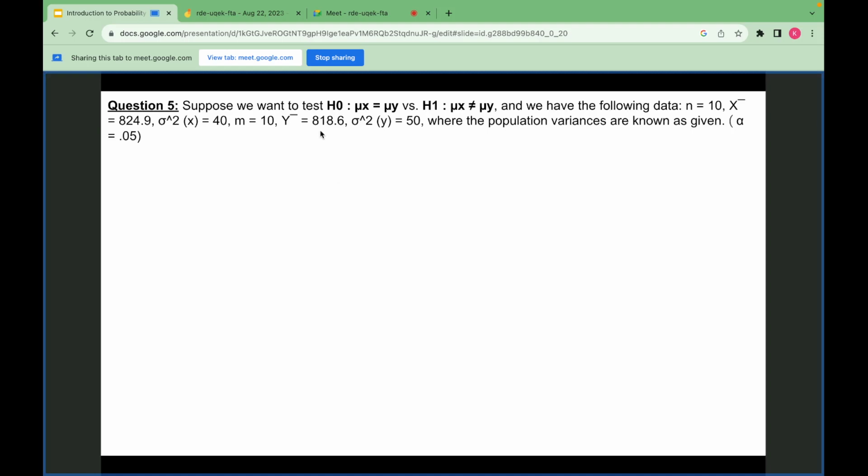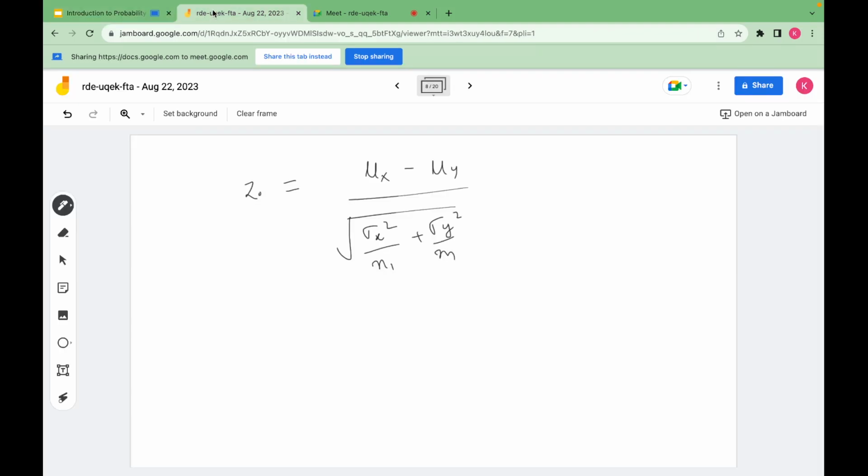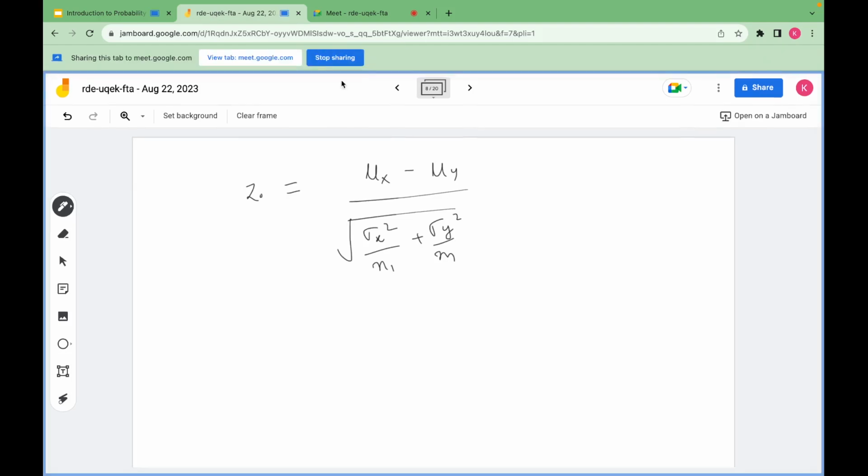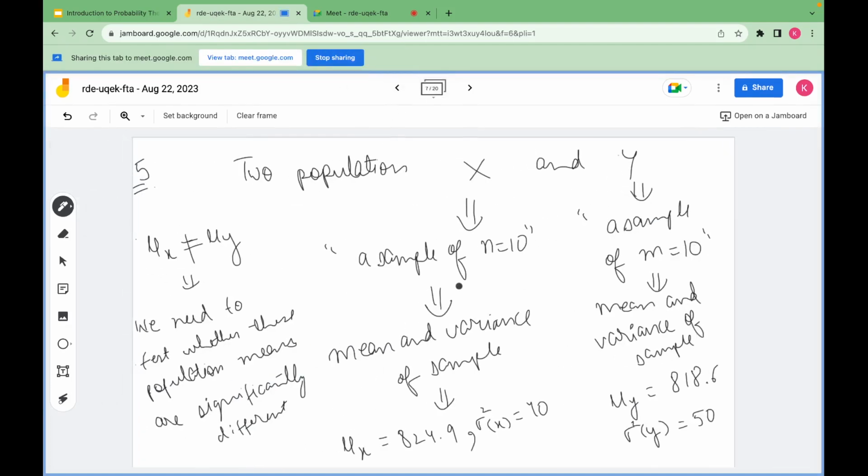Okay, so I was wrong earlier. This sigma square x and sigma square y, these are population variance. These are not sample, because for sample variance we use the notation small s, but here we are given sigma. Sigma is associated with population variance or population standard deviation. Therefore these are population variance.